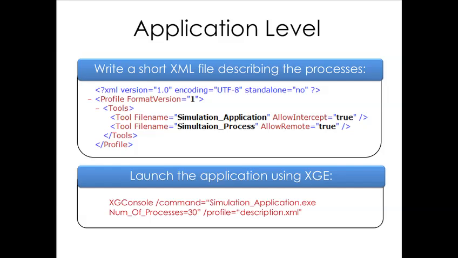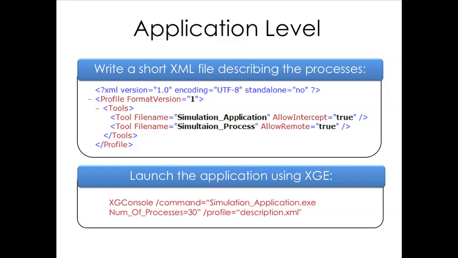And in this example, what you see is that we have the simulation application, and we say that I want to intercept this simulation application because it's running on the initiating machine, and I want the simulation process to run remotely. So the only thing left to be done after writing this XML is launching the application using XGE with a very simple command.